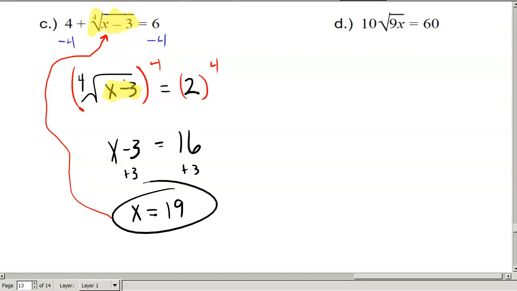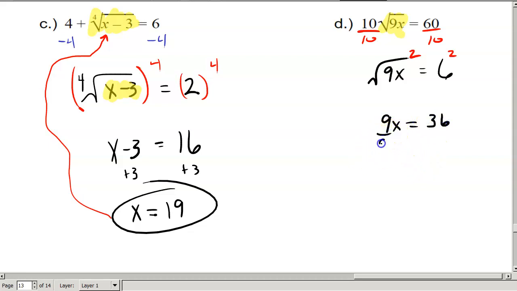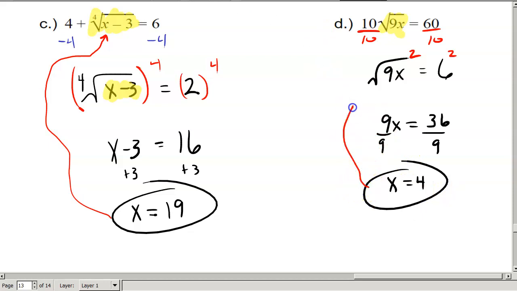All right, and then part D. Same old, same old. We're going to get the square root of 9x by itself. To do that, we divide by the 10. So I'm going to have the square root of 9x equals 6. If I take the inverse, I square both sides, and that gives me 9x equals 36. Then I can divide by 9 to get x all by itself. x equals 4. Check for any extraneous solutions.